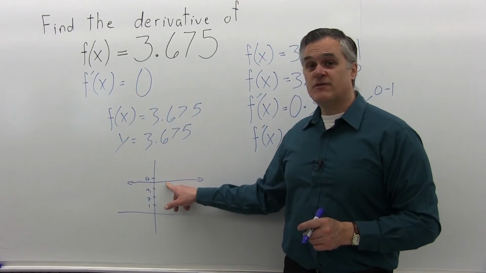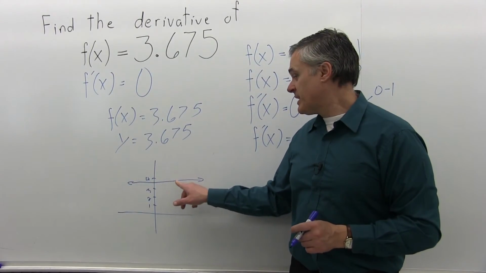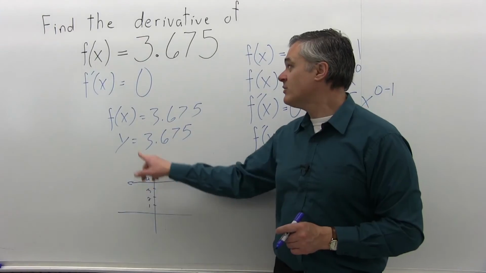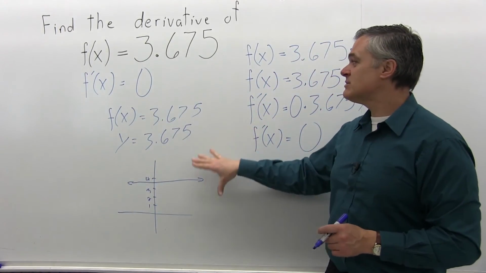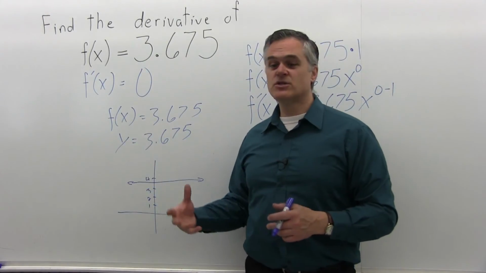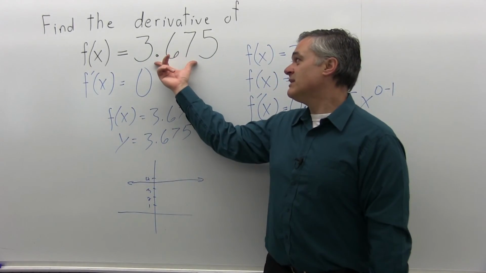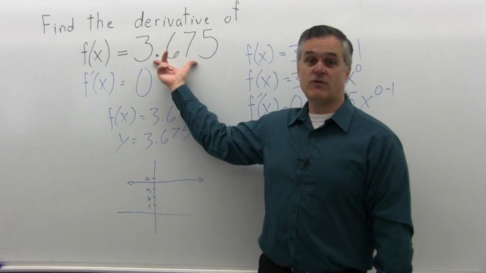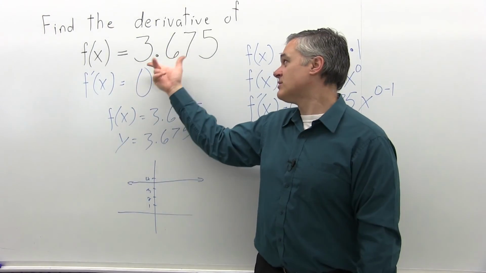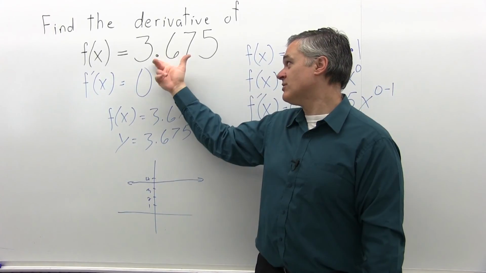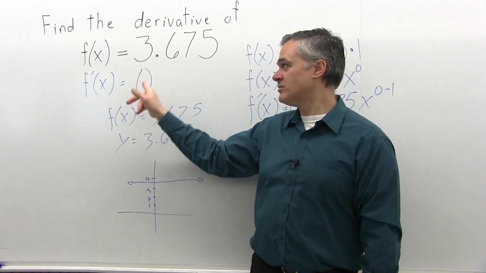And the derivative really is the slope. So the slope at any point on a horizontal line will be 0. So it's nice to see this explanation a couple of times, but as you get used to it, you should just be able to see if the function is just a plain number with no variable, the derivative is always 0 all the time, whether it's 3.675 or 82 or whatever the number is. If there's no variable, derivative 0.